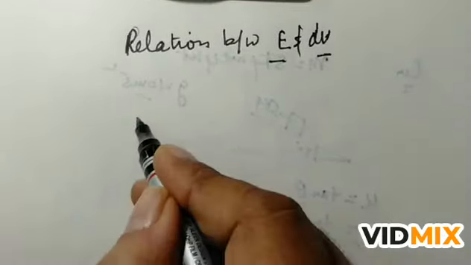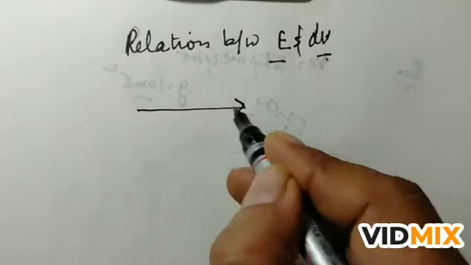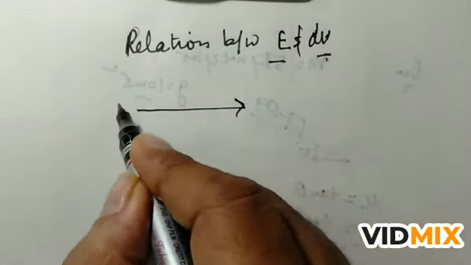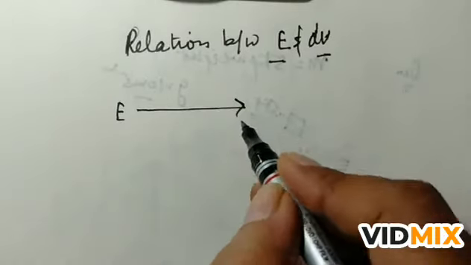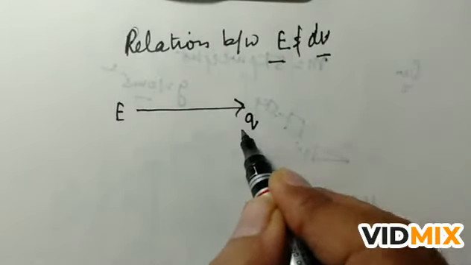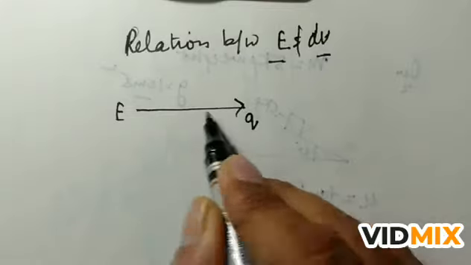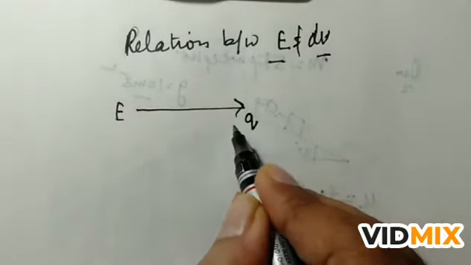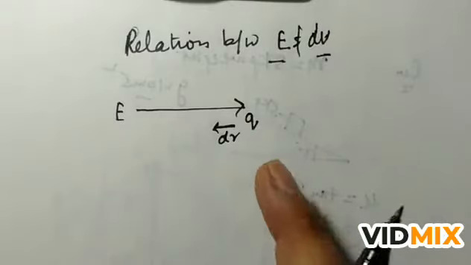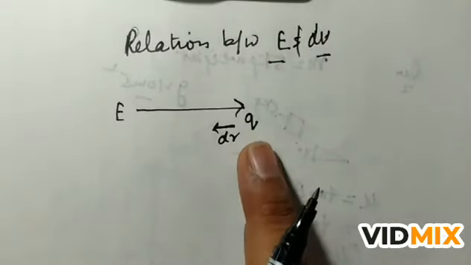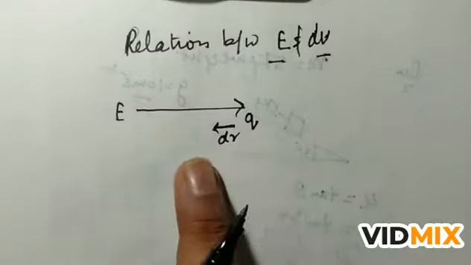So this is the electric field in this direction, due to some source of charge. A test charge small q is moved against this electric field for a very small distance, that is dr. So what work is there in moving this charge against the electric force through this distance?